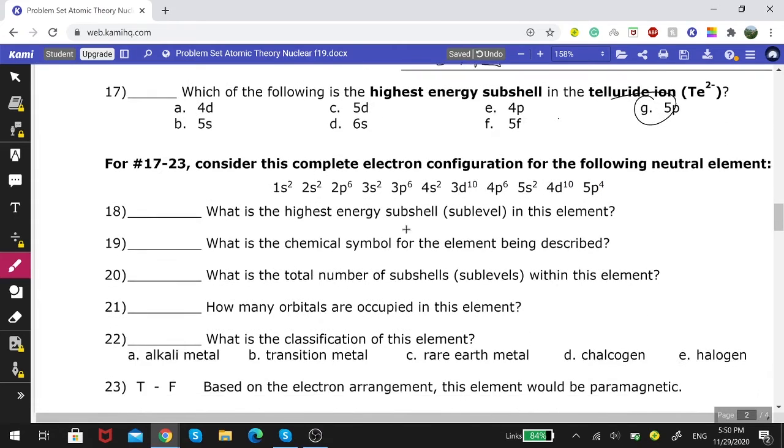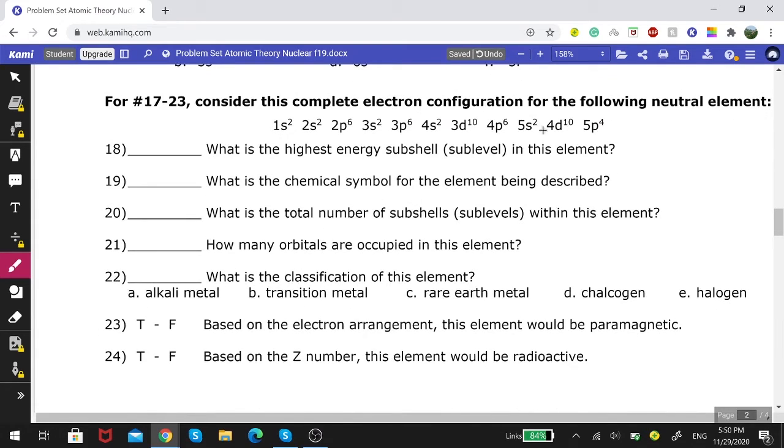Now consider this electron configuration. What is the highest energy subshell? 5p. What is the chemical symbol? 5p4 is Te. Oh wow, we just did it. Alright, so this one's Te. All we have to do is look at the last one to figure out what it is. Now, what is the total number of subshells? 1, 2, 3, 4, 5, 6, 7, 8, 9, 10, 11. 11 subshells.